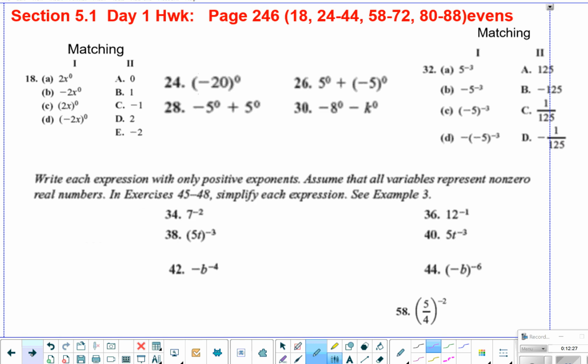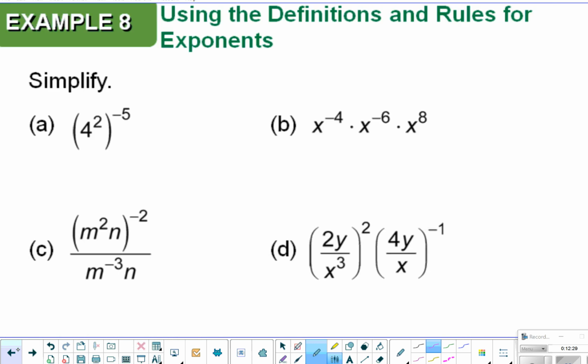How many more pages? This is the last one, guys. I'm going to do power to power and multiply this up. It gives me 4 to the negative 10th. And you're typically going to see rules where you cannot leave your answer with a negative exponent. So of course that drops it to the bottom because it was a numerator value. So I get 1 over 4 to the 10th.